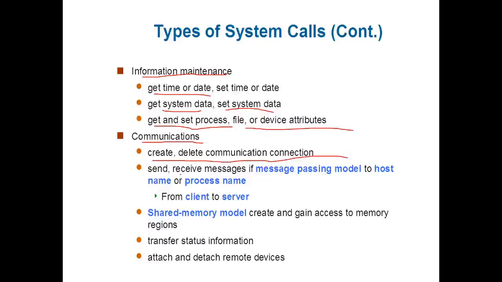Once those are connected, you need to send and receive messages. Mostly when your systems are on the network, you need to send and receive messages, that is from client to server. Shared memory model: if the same variable or the same file is shared by many processes or many sub-processes, then these system calls are executed. Transfer status information, and attach and detach remote devices. So all this communication over the network is done by the system calls which come under communication.